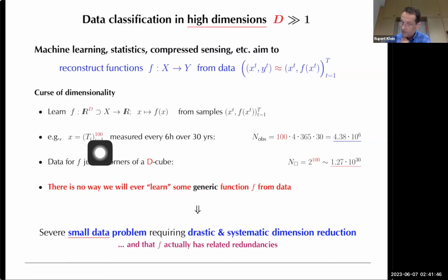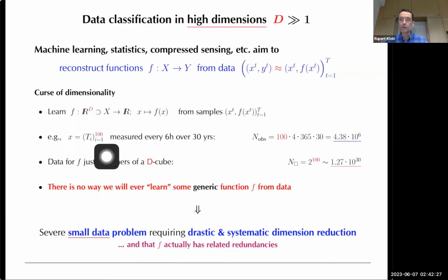So suppose we were to just take 100 measurements of sea surface temperature every 6 hours over 30 years and store it away as our database for learning a function. How many individual temperature measurements would we have? Well, it's an easy calculation, about 5 million. Sounds like a lot of data, but it's not big data at all, as I will show you in a minute.